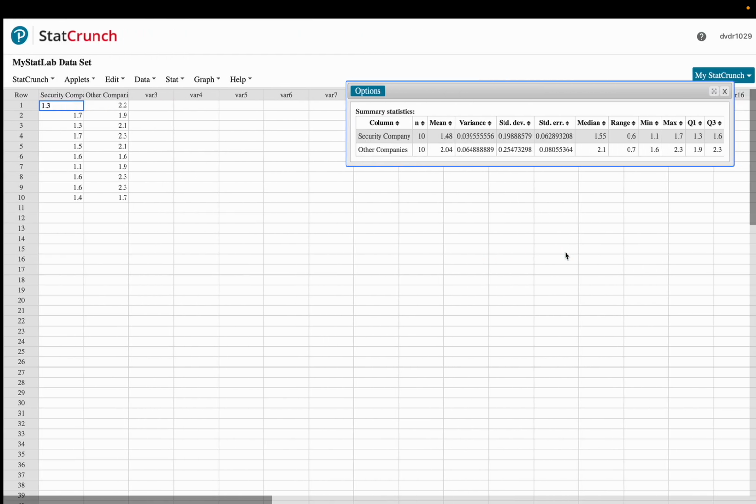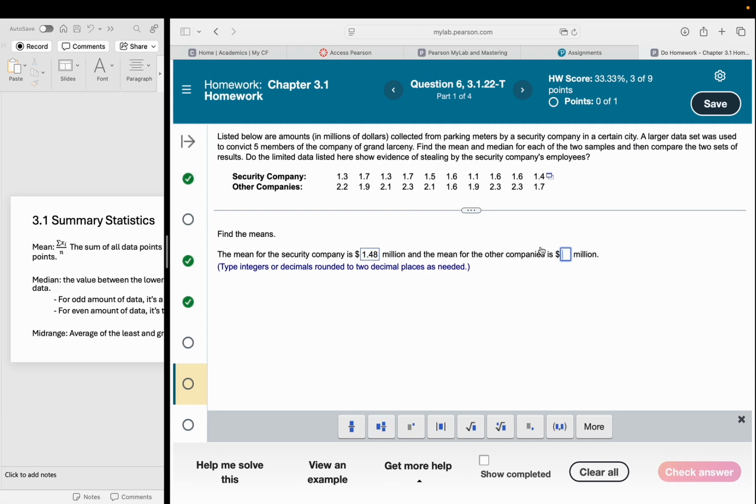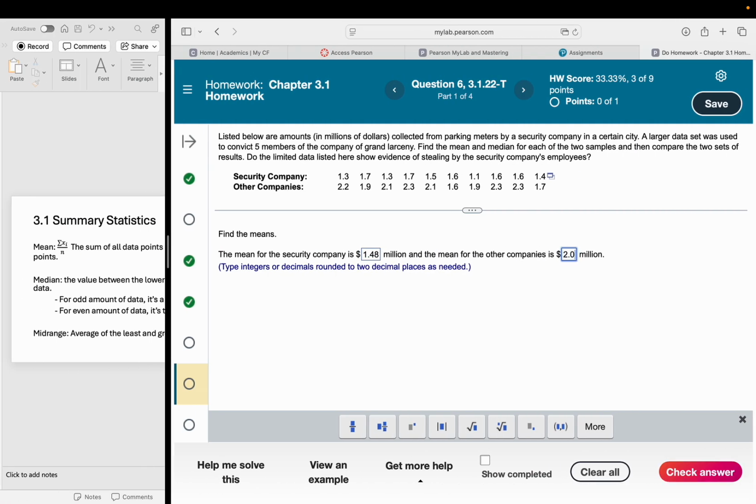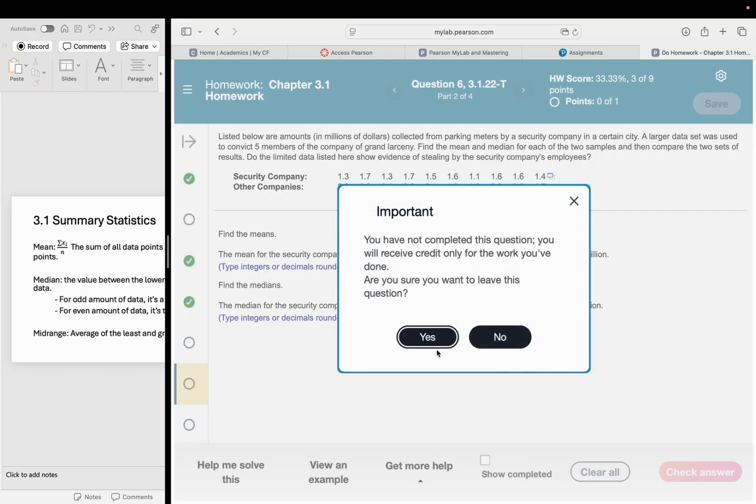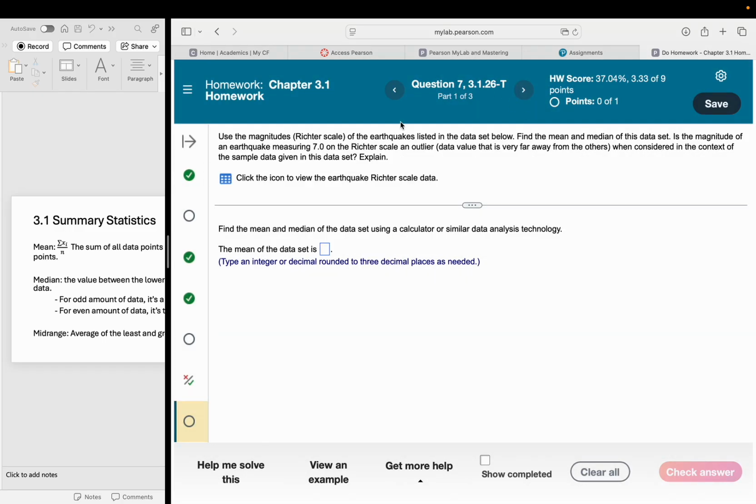And other companies is 2.04. And so you could proceed through the rest of the question like that. You can do more than one at a time. I'll let you go through that.